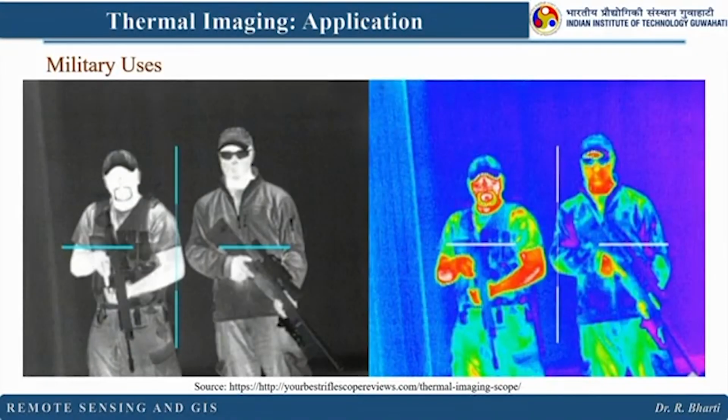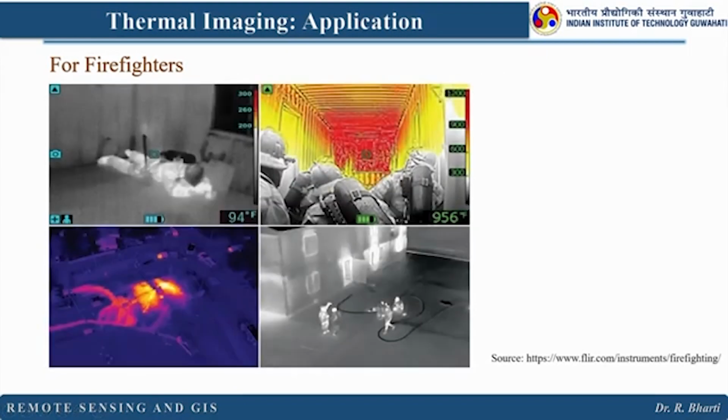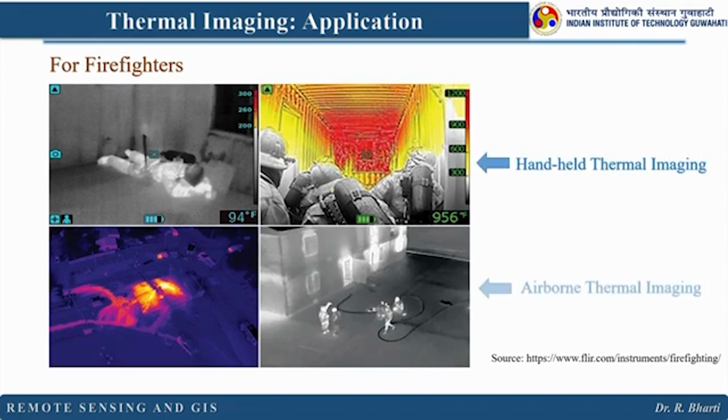Let us see the next example. This is in military use. You can see that in the night time this can be easily identified, while with a normal camera it cannot be. Now, for firefighters this is very useful when you have a handheld thermal imaging camera or an airborne thermal imaging camera fixed in an aeroplane or maybe a helicopter. You can easily find the hot spots.